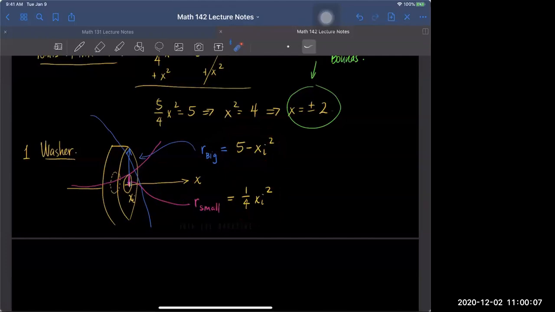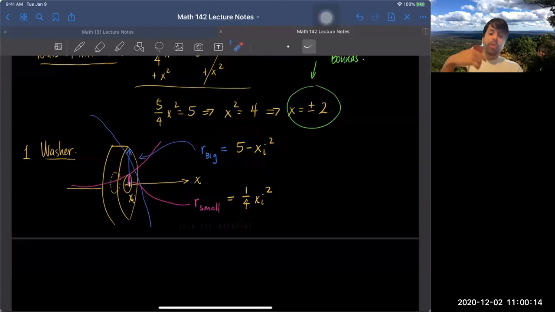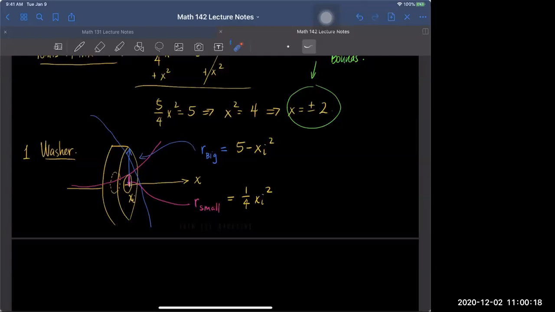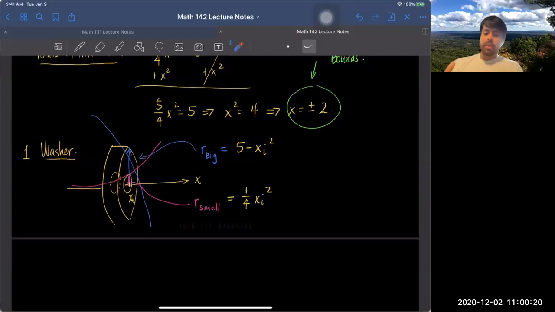Okay, yeah, I get it now. I was thinking of it sort of like area, how if it has a hole, you've got to subtract it from the whole thing. You're on the right track. We are going to do that. That's exactly what we're going to do.